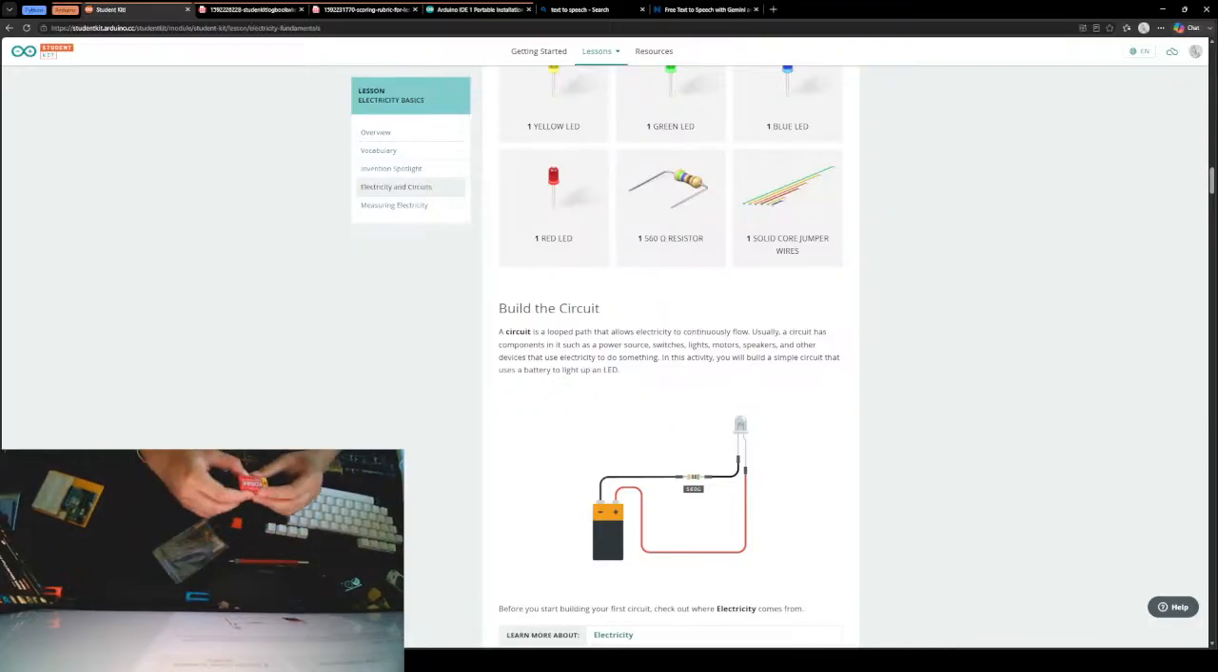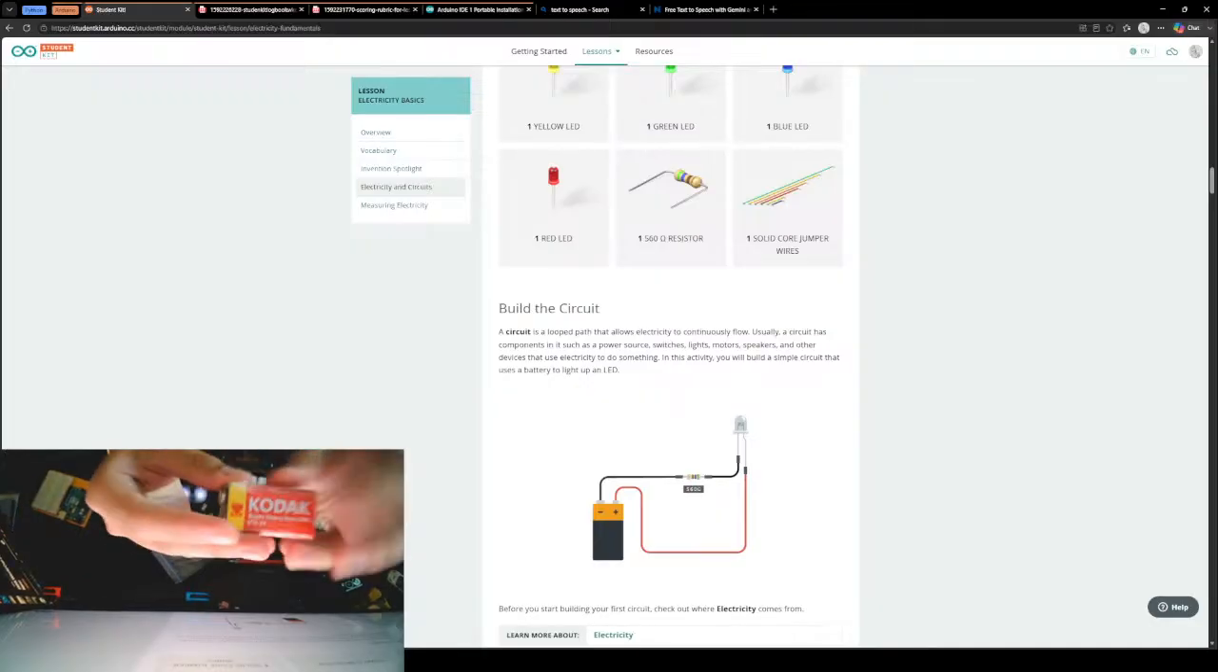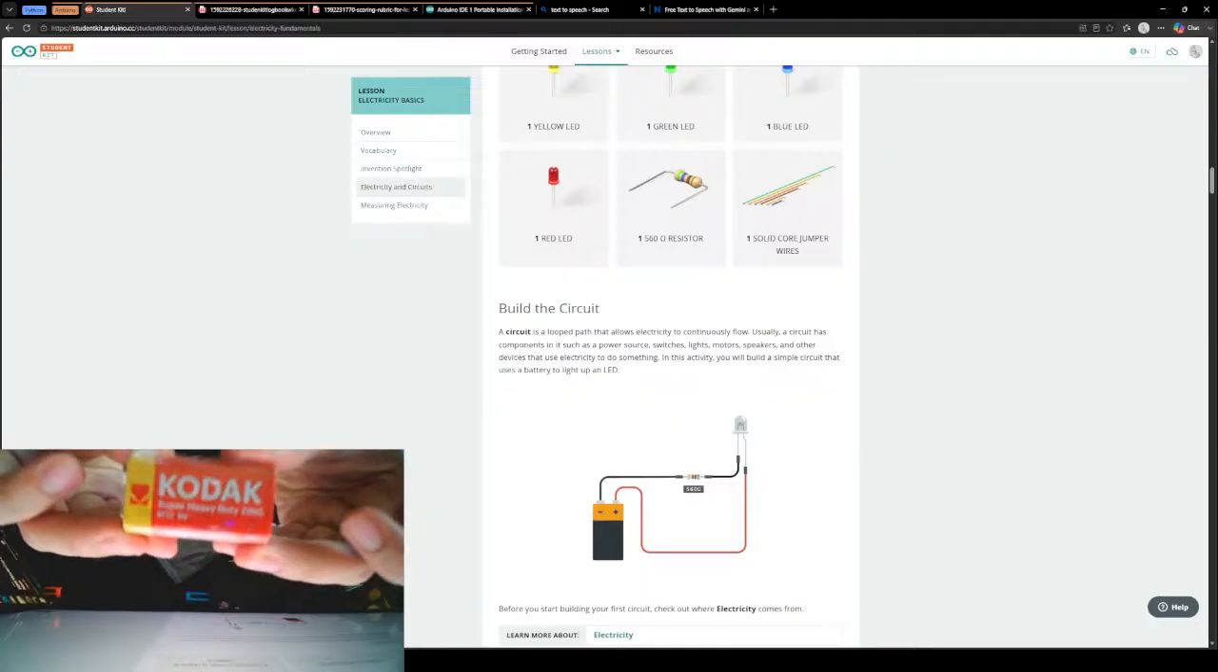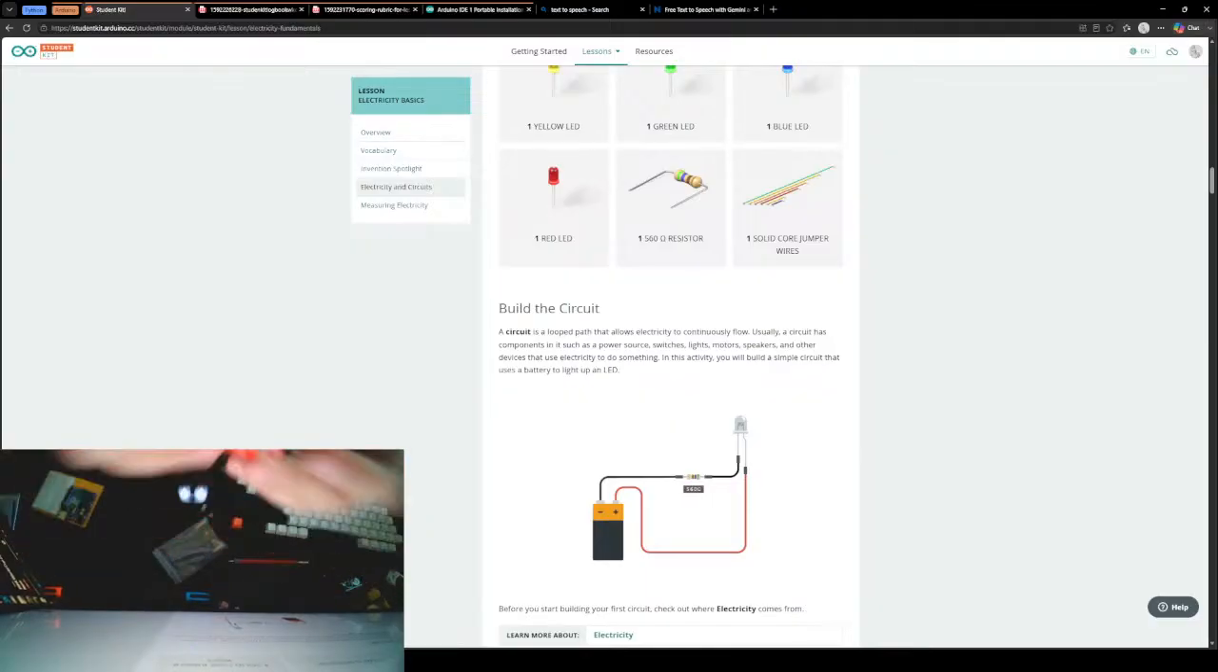Should I start recording now? Okay, let me open this battery. Super heavy duty zinc. That's what it says. Super heavy duty zinc.